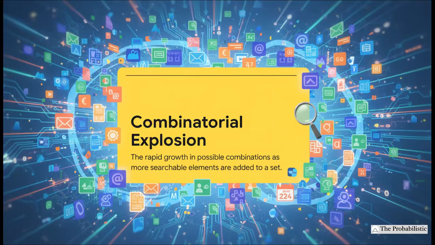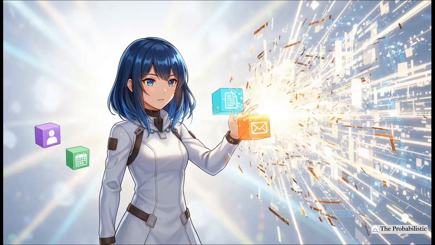There's a concept in math and computer science for this. It's called a combinatorial explosion. Think of it like a box of Legos. If you have 10 bricks, you can build a few different things. But if you have 10,000 bricks of all shapes and sizes, the number of possible combinations you can build just explodes into the trillions. It's basically infinite. And that's exactly what's happening here.